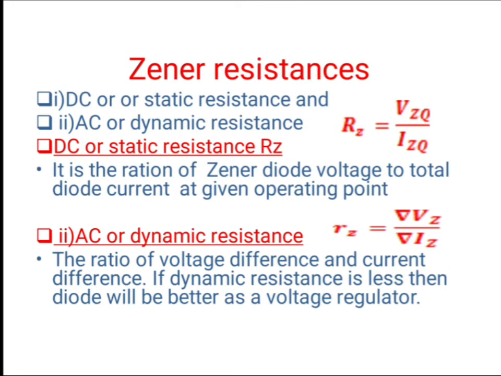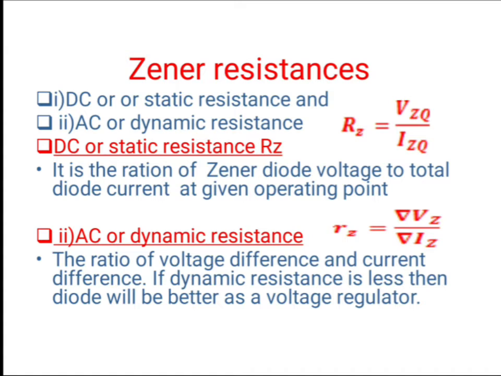Okay, so we have to talk about Zener resistance here. We have two types of resistance: DC or static resistance, and the other one is AC or dynamic resistance. DC or static resistance is the ratio of Zener diode voltage to total current at the operating point, at a fixed point. So it is written RZ, that is VZ by IZ at a particular point in the characteristic graph.